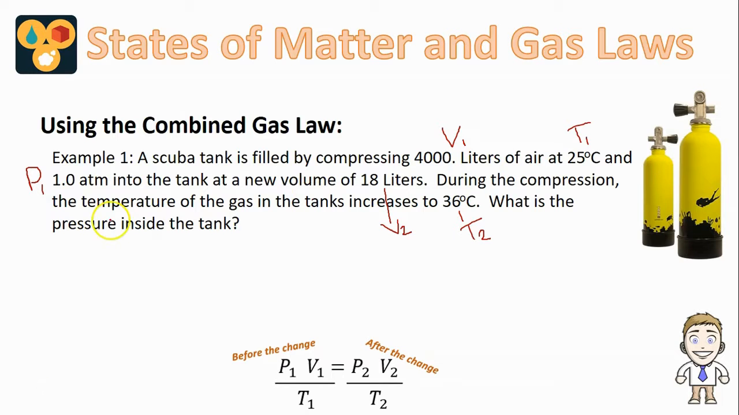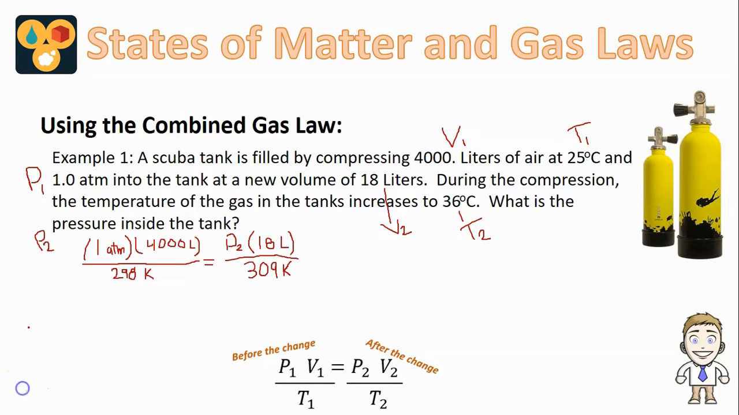And what I'm solving for is the pressure inside the tank, so we'll eventually end up with an answer for P2. So I went ahead and plugged all those variables that we just identified into the equation. Notice the units match on both sides, liters and liters, Kelvin and Kelvin. Also notice I went ahead and changed each of those Celsius temperatures into Kelvin by adding 273. The next step will be to start the algebra on this. I have to solve for P2.